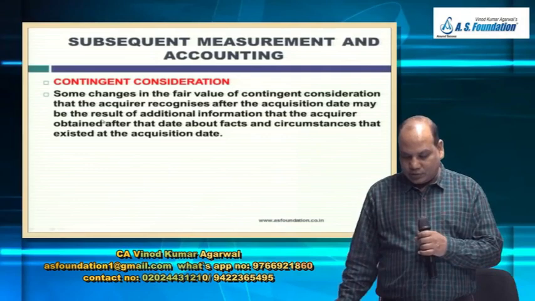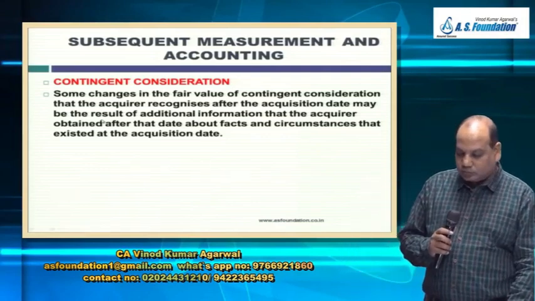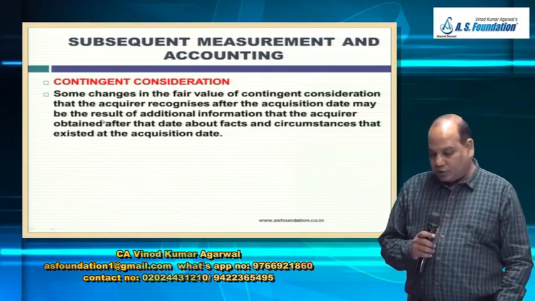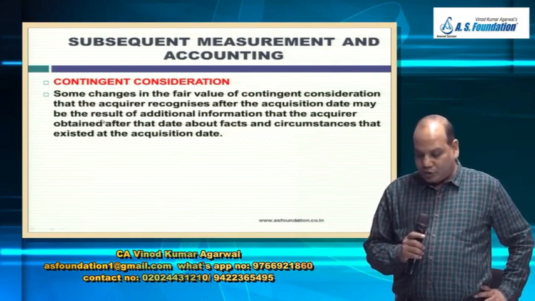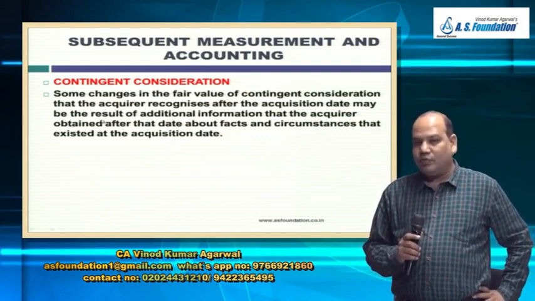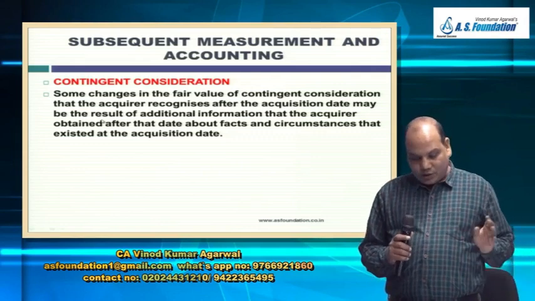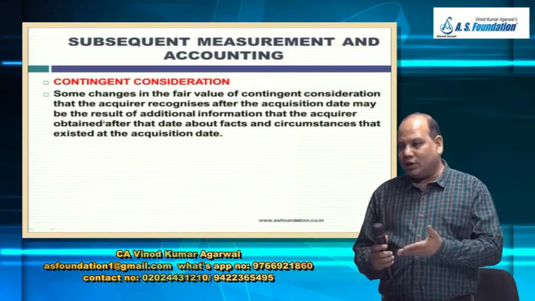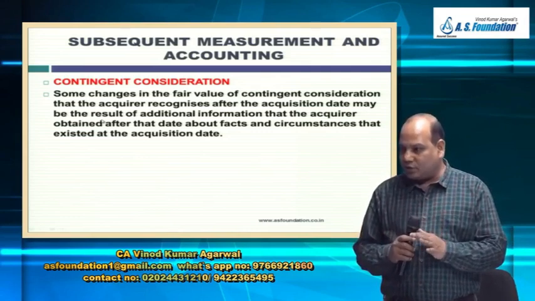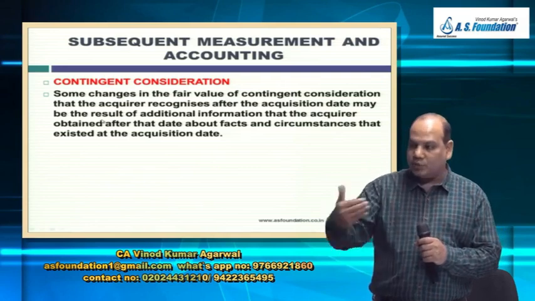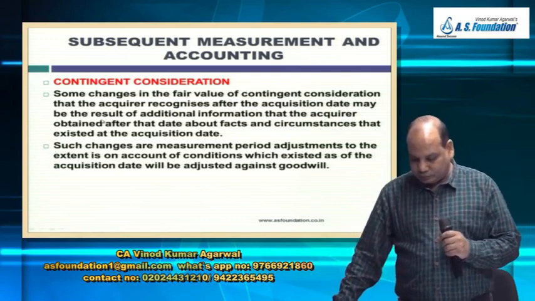Next is contingent consideration. On this we have solved some examples also. Now, first of all, you have to see what is contingent consideration. Will it be settled in equity or will it be settled other than equity? If it is other than equity, then it can be settled in the form of a financial asset or a non-financial asset. Is it right? Accordingly, the subsequent accounting will change.